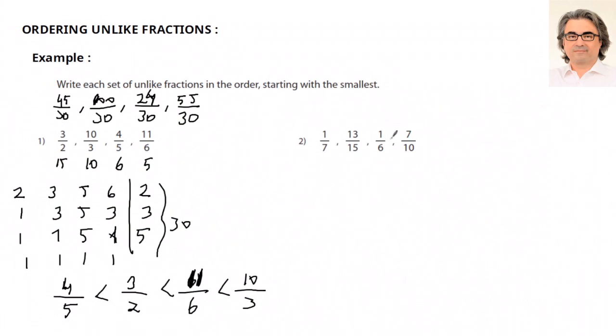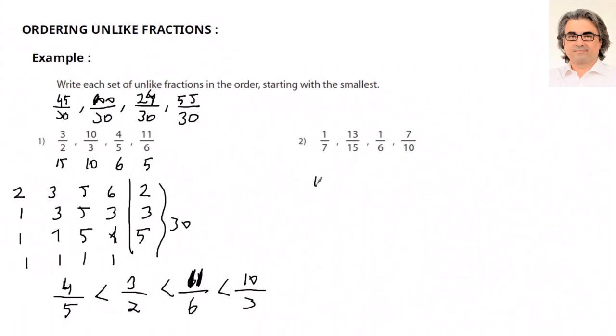Now let's continue with the next one. Equalizing denominators 7, 15, 6, and 10 is harder than equalizing numerators, which are 1, 13, 1, and 7. Now let's try to equalize numerators here for this question. So I should equalize numerators here.